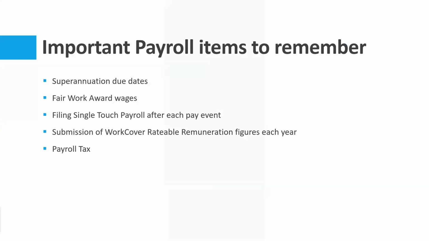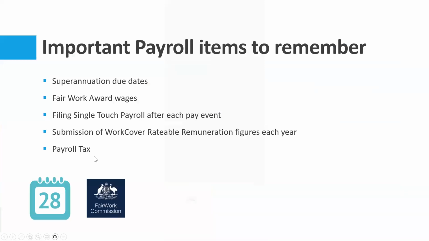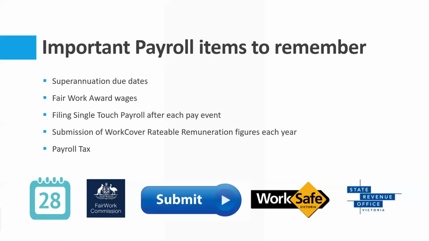So now that we've addressed how to complete the STP finalization in Xero and we've finalized our STP, we did want to take the opportunity to touch on some important payroll items that you need to remember. First of all, paying superannuation for all employees by the due date each quarter.